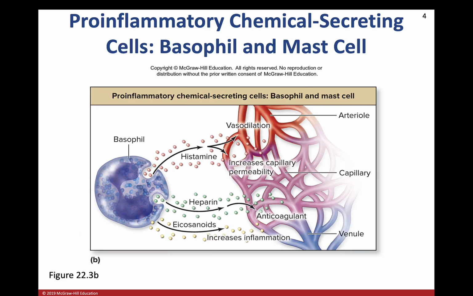There are also a number of pro-inflammatory chemical secreting cells. Examples would be basophils and mast cells. These are cells that release substances such as histamine. This is a very potent vasodilator, and it also increases capillary permeability. There is heparin, which is an anticoagulant, and there are also eicosanoids, which are agents that induce the process of inflammation.